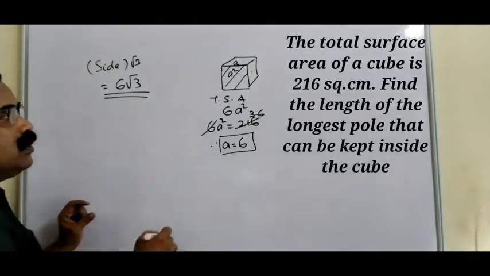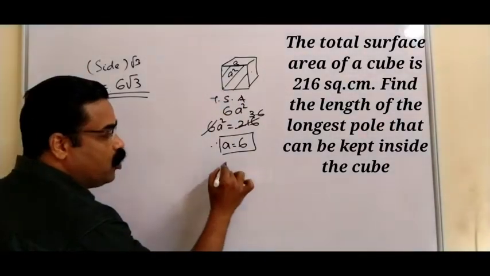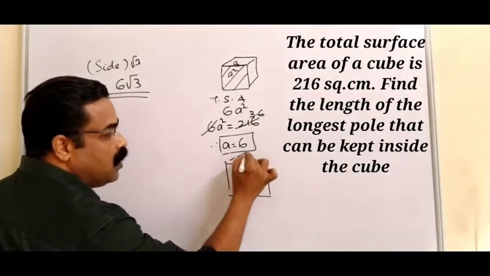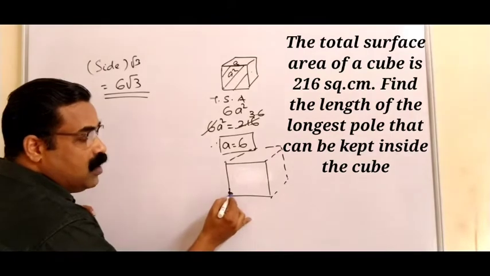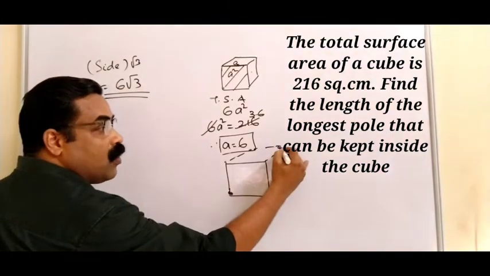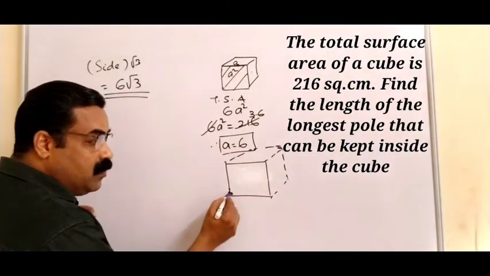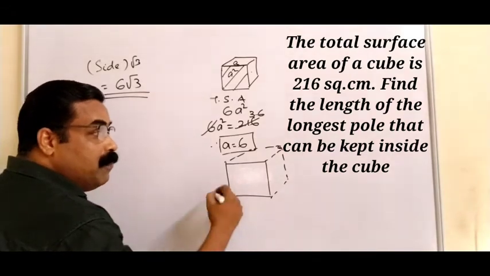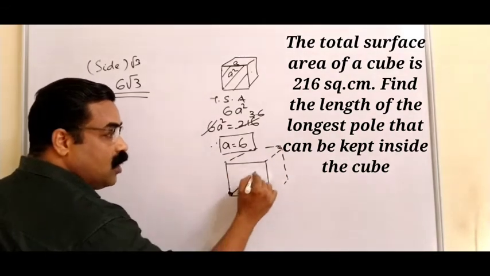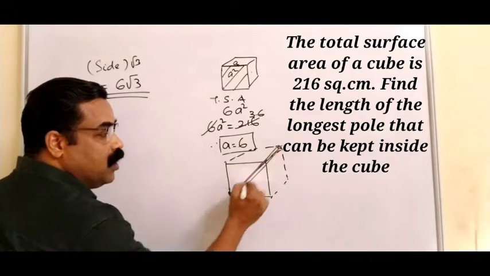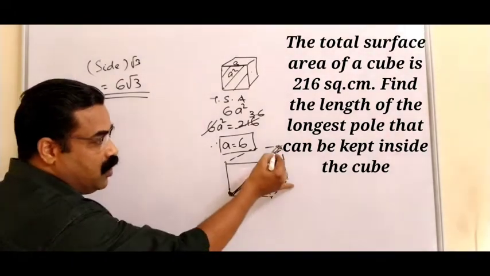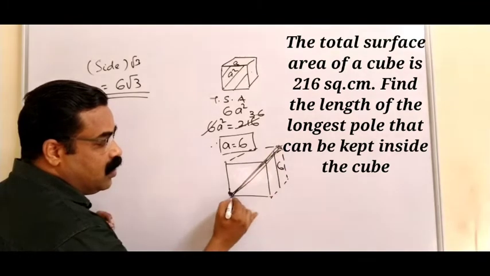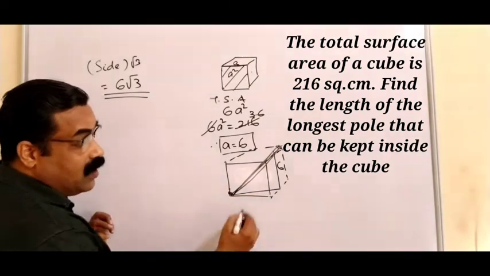Otherwise, how will we do it? Suppose this is your cube. Starting from the front side bottom corner to the back side top corner, this is the longest pole you can keep. So how will you find the length of this pole? Using Pythagoras theorem. Here you have a height 6, and here you have 6.